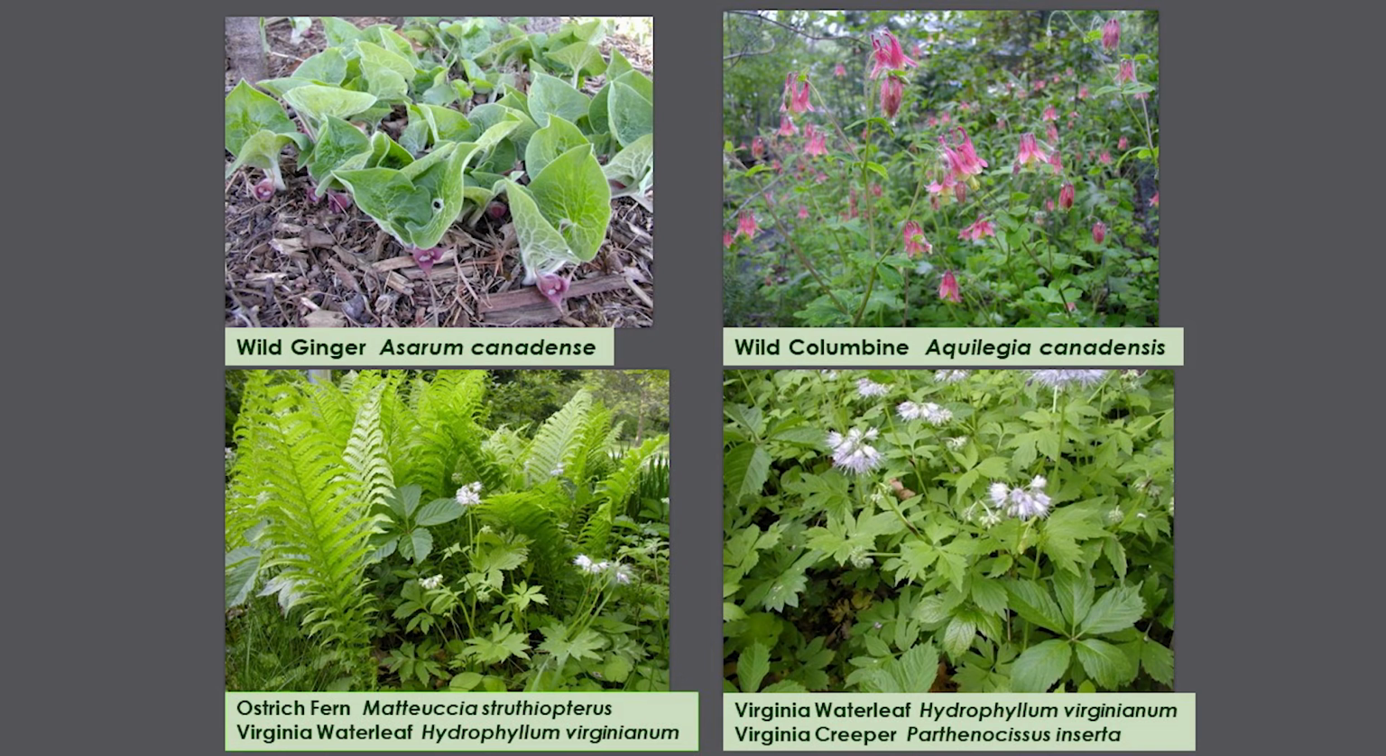Wild columbine, I don't have very much of that, but I've got a lot of ostrich fern. Ostrich fern spreads by underground rhizomes. You don't want it in your formal garden, but in your woodland it would be just fine. Wild ginger can be divided and divided and divided, and it's a wonderful plant. Virginia waterleaf, again, prolific. But you know what? The deer love it.